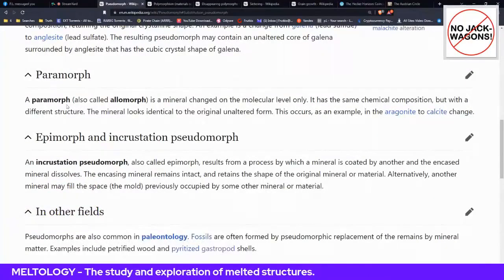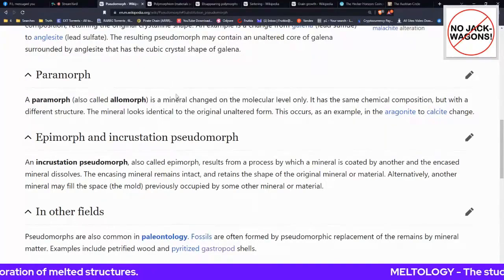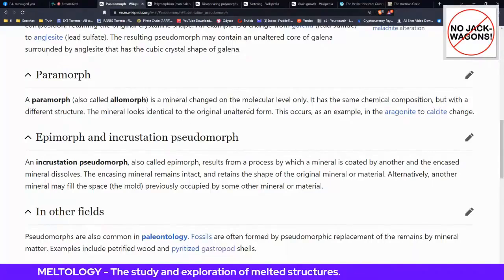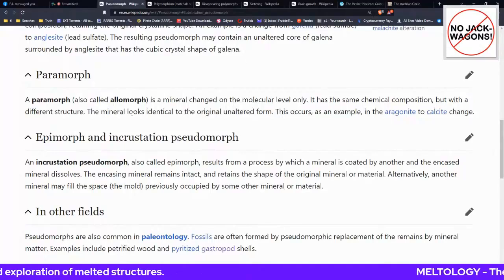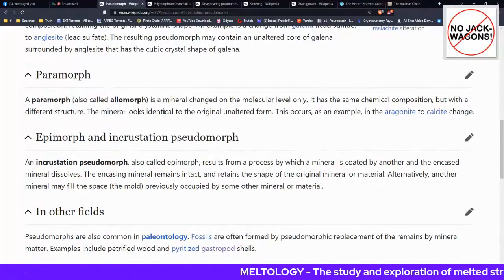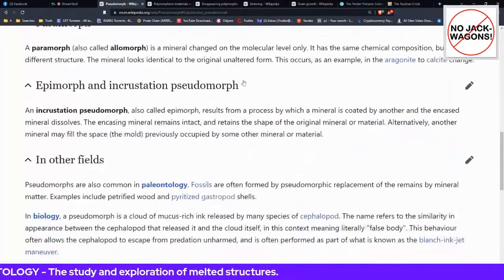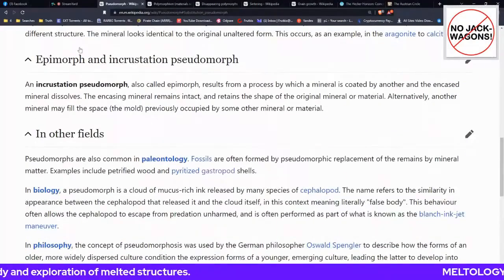Here, there's paramorph. They all have these names for probably the same thing, but this is the mineral that changes on the molecular level only. Not totally, but it changed all the structure inside. Again, like I said in the beginning, the mineral looks identical to the original, but the inside is changed to something else.